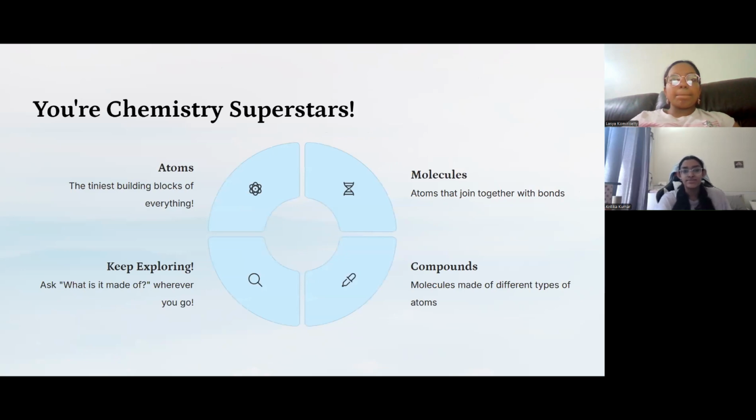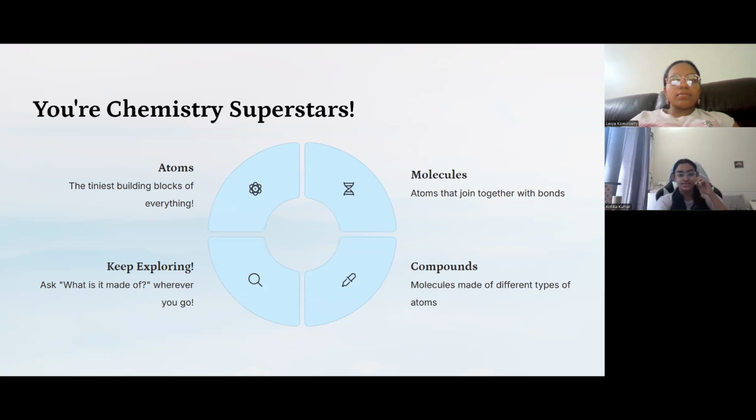Now you are chemistry superstars. So we learned about atoms, which were the tiniest building blocks of everything. And then we learned about molecules, which are atoms that join together with bonds. Now keep exploring. Ask what is it made of wherever you go.